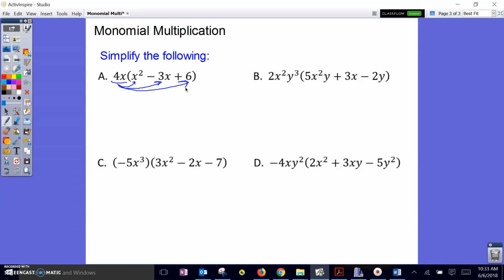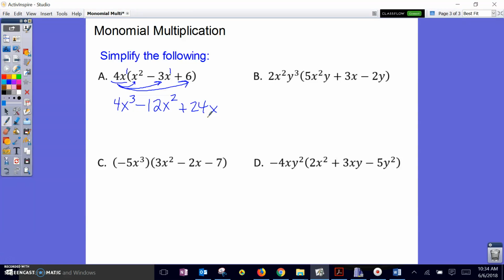4x times x squared. 4 times 1 is 4. X times x squared is x to the third. 4 times minus 3 is minus 12. X times x, that's x to the first times x to the first. We add those two powers together, makes it x to the second. And then 4x times 6 gives us 24x.